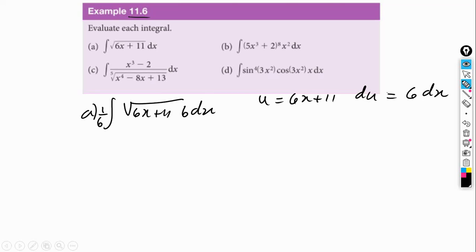And we're ready to do the substitution because then this will equal 1/6 integral of u, square root of u, but I'm just going to say u to the 1/2 du.